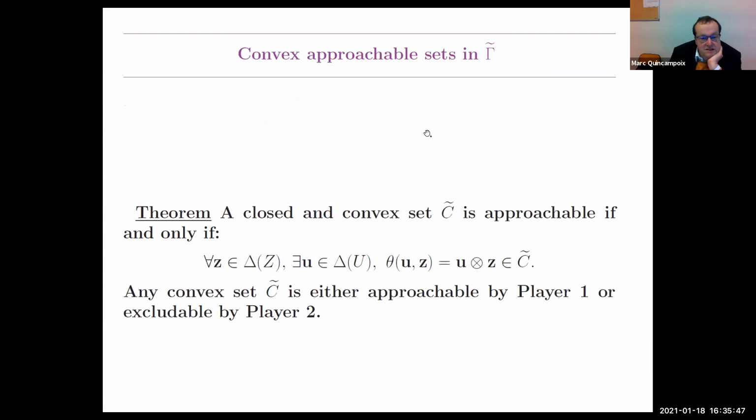Okay. And again, we have the theorem that a closed and convex set C tilde is approachable if and only if, when it's closed and convex, we can define it in a shorter way. For every z, we can have a more simple formulation. For every z, there exists u, so that the product of u and z is in C tilde. So this is a Blackwell result again. And we can also have that every convex set is either approachable by player 1 or excludable by player 2. This generalizes the approachability.